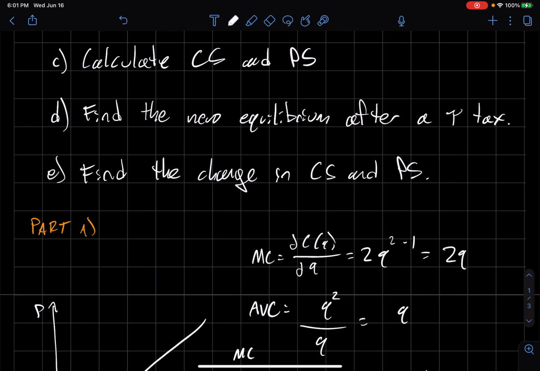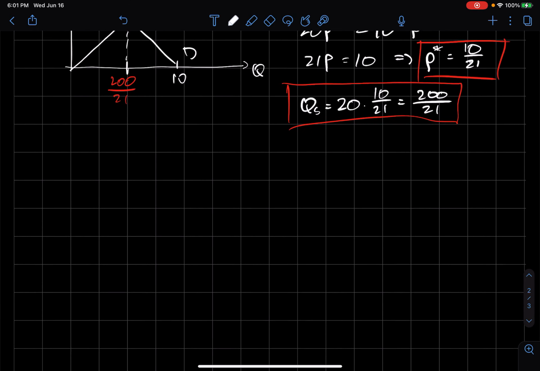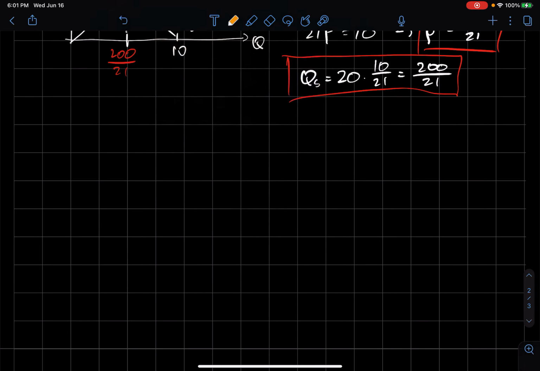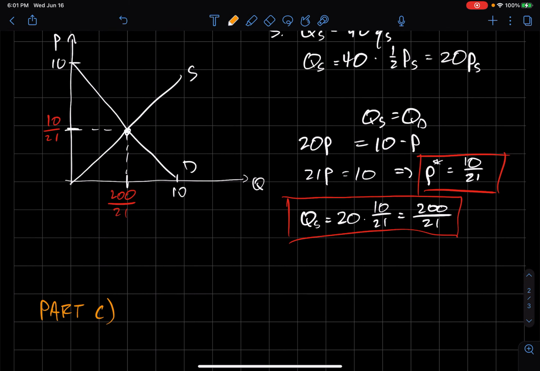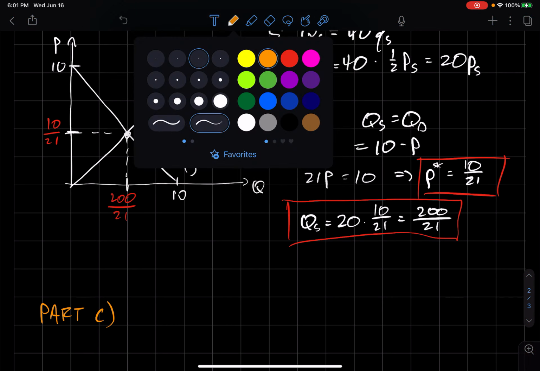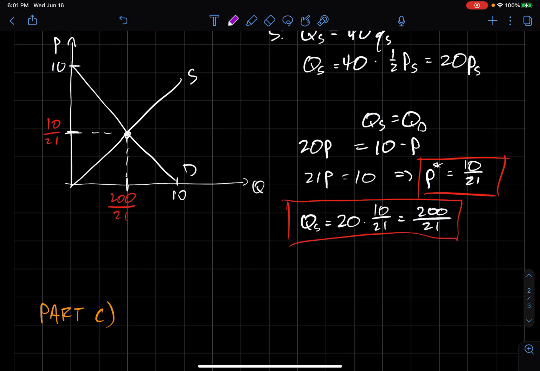So next we calculate consumer surplus and producer surplus. So part C. We want to calculate two areas. And it turns out in this problem, neither of them requires an integral. But we're going to do it with an integral to show generally how it's done.